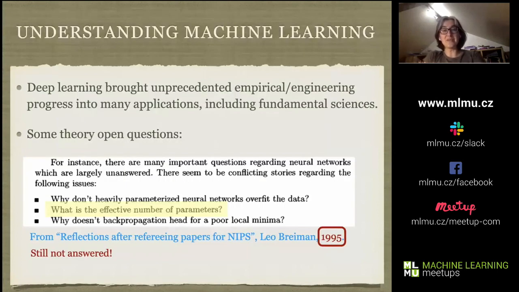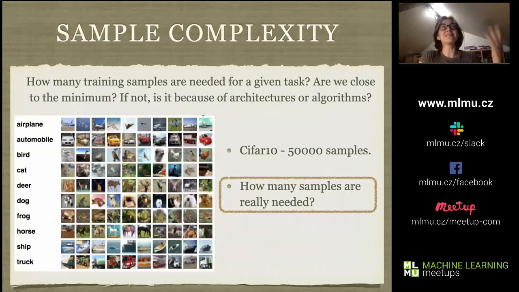And this is bringing me to the question in the middle of the list of Breiman, about what is the effective number of parameters, meaning what is the number of samples, the number of pictures, that we actually need to be able to learn the function well.